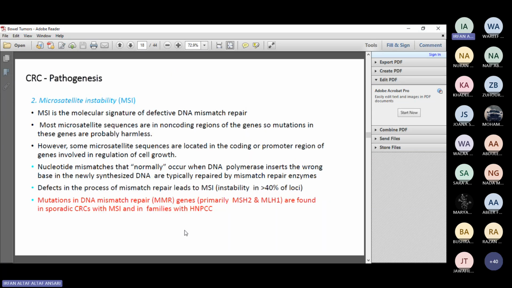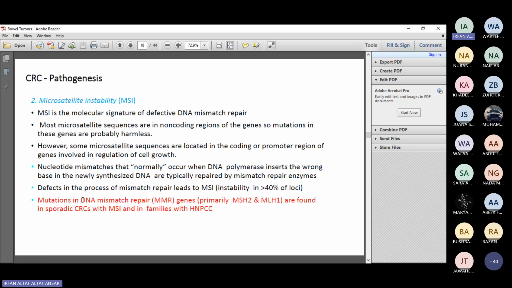Now the second mechanism is microsatellite instability. What is a microsatellite? It is the molecular signature of defective DNA mismatch repair. Whenever there is a defect in the DNA, the microsatellites send molecular signals to the genes, which come and repair the DNA. When there is instability in the microsatellite, there will be defective DNA repair.